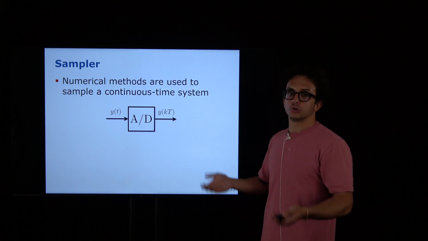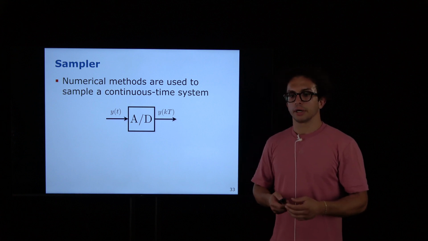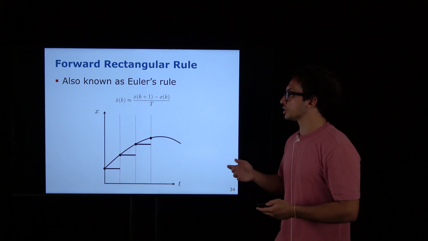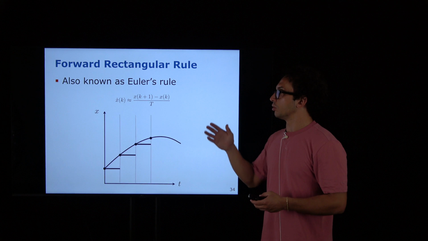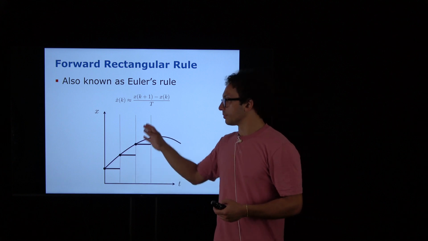What are the ways to do it? How do we do this? Okay, first we have one thing which is called Euler's rule, or forward rectangular rule, and this is basically we sample at certain times.